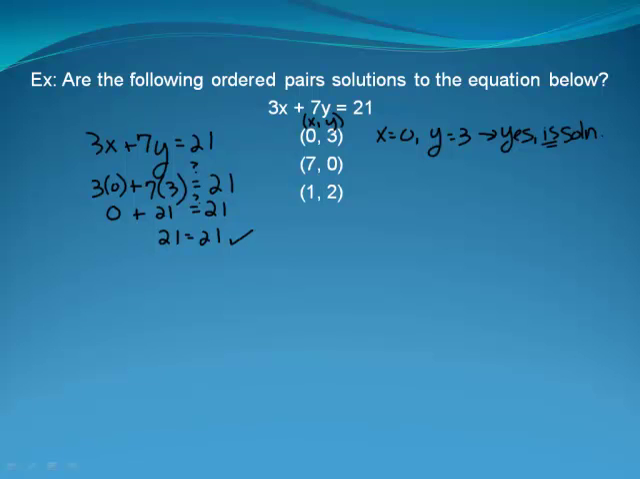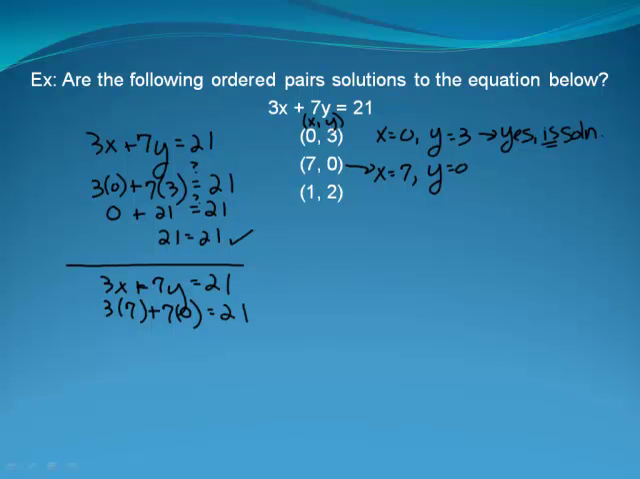All right, second ordered pair. We've got 7, 0. Again, for this ordered pair, we're letting x now be positive 7 and y be 0. Take your equation, 3x plus 7y equals 21, and substitute those values in for x and y. So we've got 3 times 7 plus 7 times 0 equals 21. That's our question.